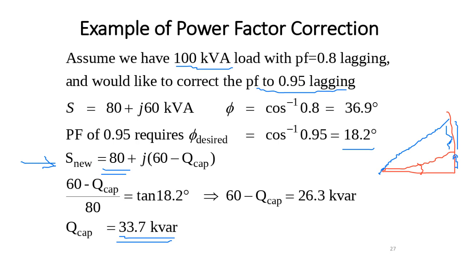Okay. No, not this. What does it mean here? Not negative. This is what is produced from the capacitor. Produced, so it's positive. So the capacitor must supply 33.7 kilovar. This is what it means. So the capacitor must give 33.7 kilovar, which is this part here. This part here, we want to get rid of this.